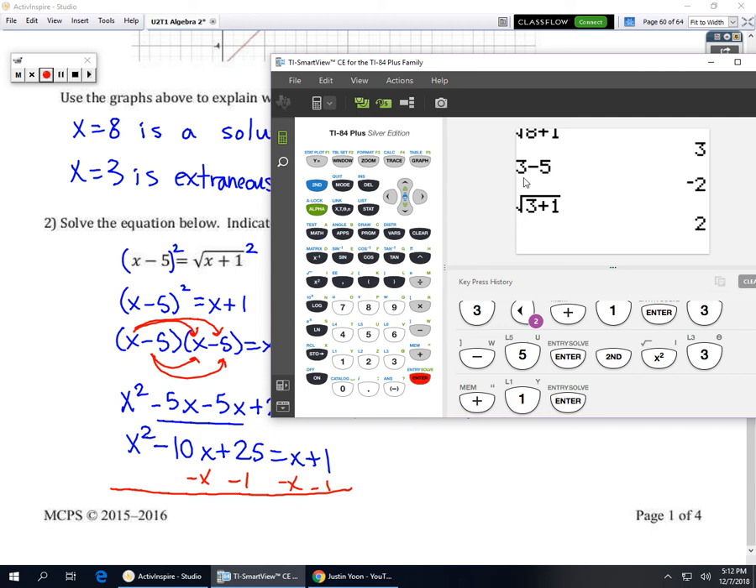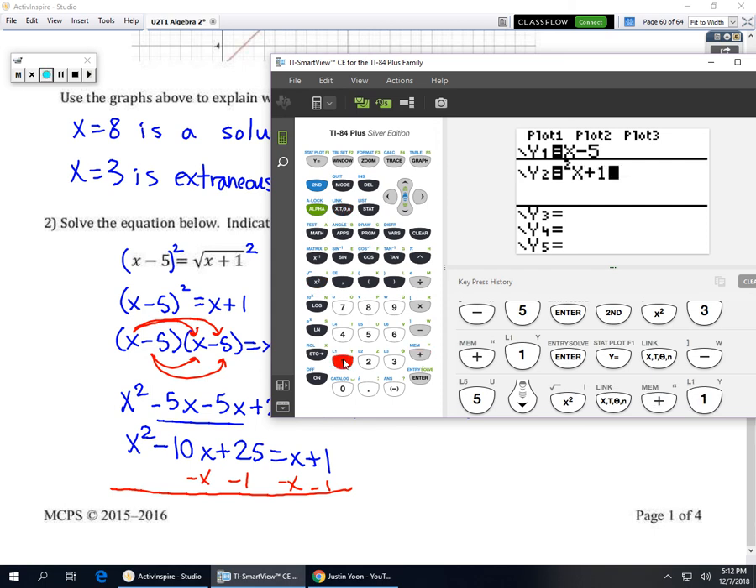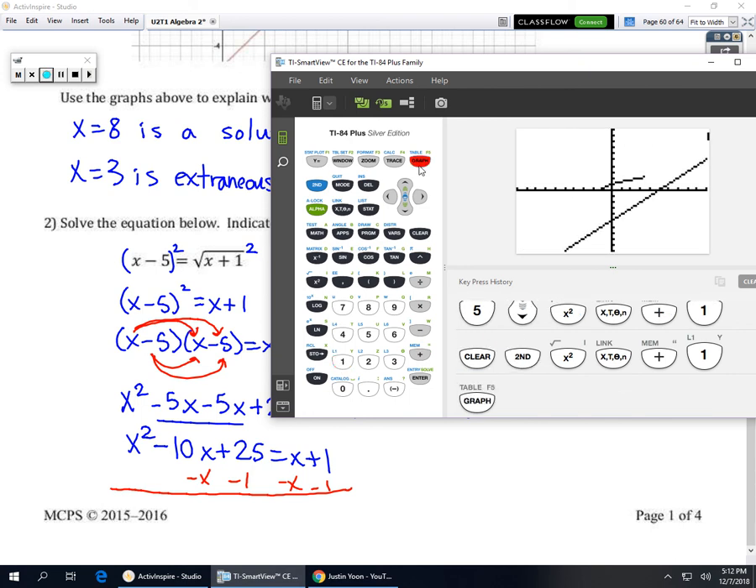The other way to check is to graph it. Put the original equation back in, x minus 5 in y1, square root of x plus 1 into the second one. That was a mistake, square root. So second, square root of x plus 1. All right, we're going to graph them and see where they intersect.